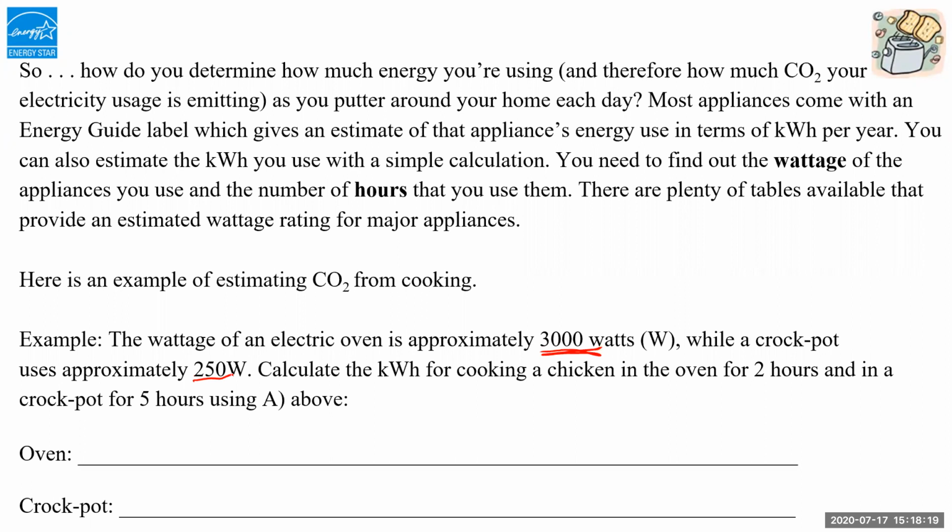So for the oven, we divide by 1,000 just to change it into kilowatts, and then we multiply by the number of hours that appliance was used, and that gives us 6 kilowatt hour. We do the same for the crock pot, okay?